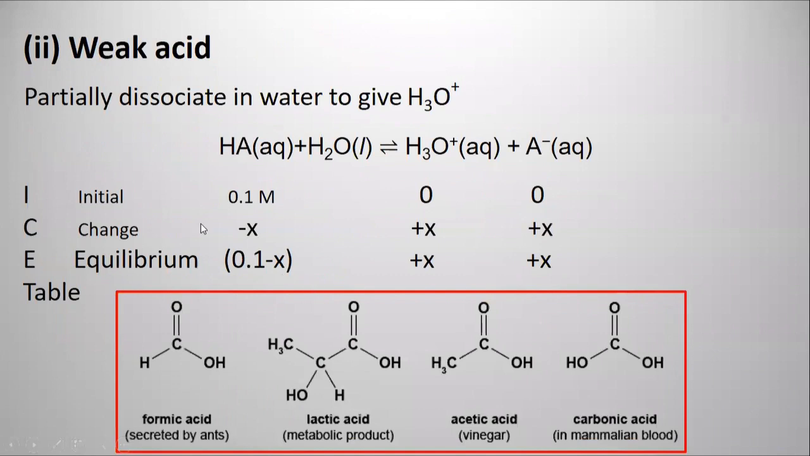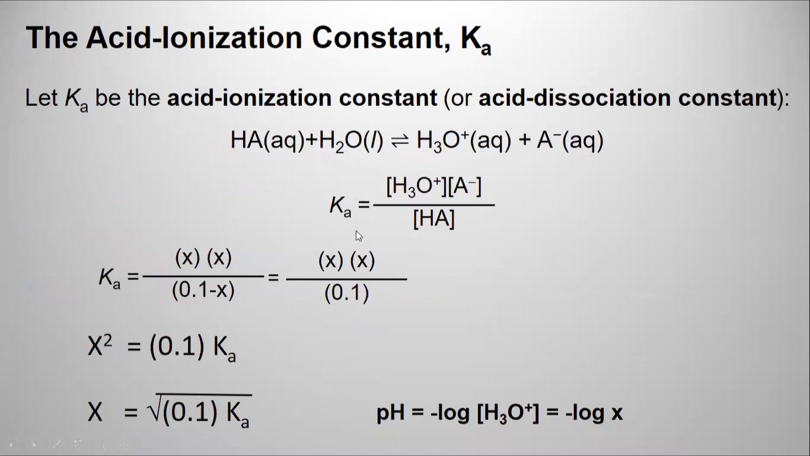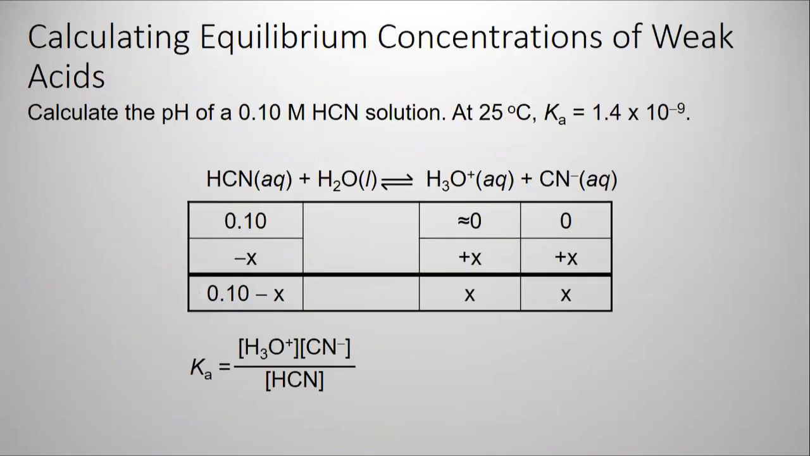For a weak acid, you have to do multiple steps where you conduct the ICE table. By constructing the ICE table, you will use the acid dissociation constant, and you get x, and from x, you get the pH. So let's demonstrate this with an example, because I want to make sure that everything is clear here. So here is the example. Calculate the pH of a 0.1 molar HCN solution at 25 degrees Celsius. Ka is 1.4 times 10 negative 9. So clearly that's a weak acid.